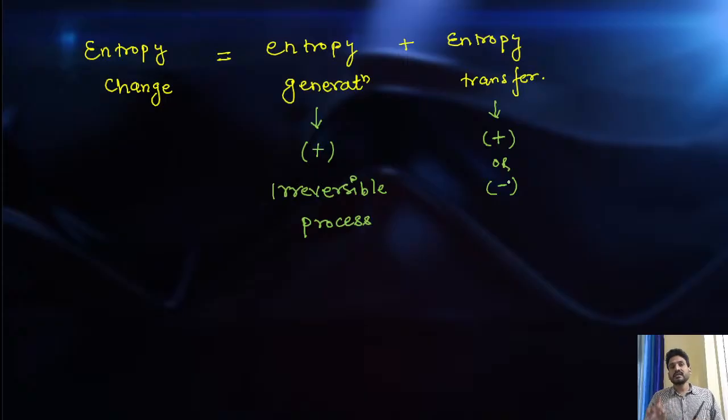So the change in the entropy of any system is due to two terms: first, entropy generation, and second, entropy transfer. Entropy generation will always be positive, and it occurs if the process is irreversible. Is it clear to you? Entropy transfer will be positive or negative, depending on whether the surroundings are transferring entropy or extracting it. I hope this is clear to you.